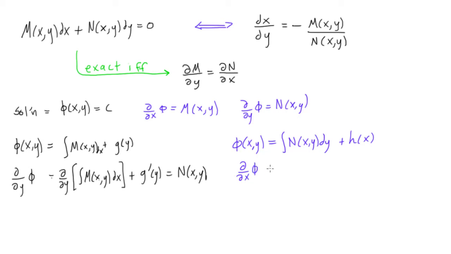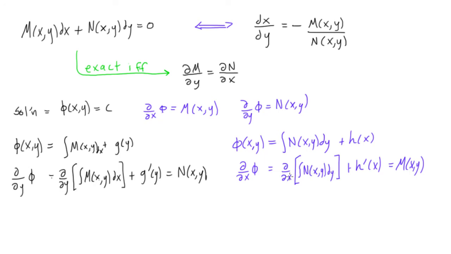d/dx of phi is going to equal, we'll take the partial derivative of everything on this side. So we would have the integral of n, a function of x and y, dy. I'll take the partial derivative of this stuff with respect to x, plus the partial derivative of this stuff with respect to x. But again, this is only a function of x, so that just becomes h prime of x. And if we're taking the partial derivative of phi with respect to x, that means it's all equal to m of x, y. So again, we can easily solve this because we will be given this function n of x, y in the problem.